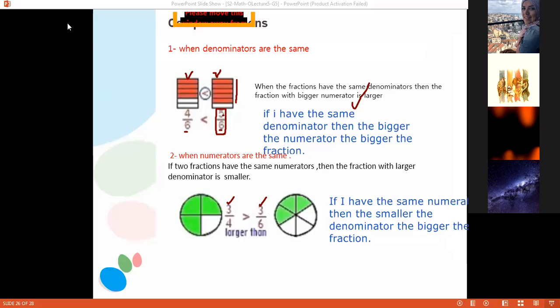Write both of them. If I have the same denominator, then the bigger the numerator, the bigger the fraction. But if I have the same numerator, then the smaller the denominator, the bigger the fraction. So they are opposite, as you can see, right?